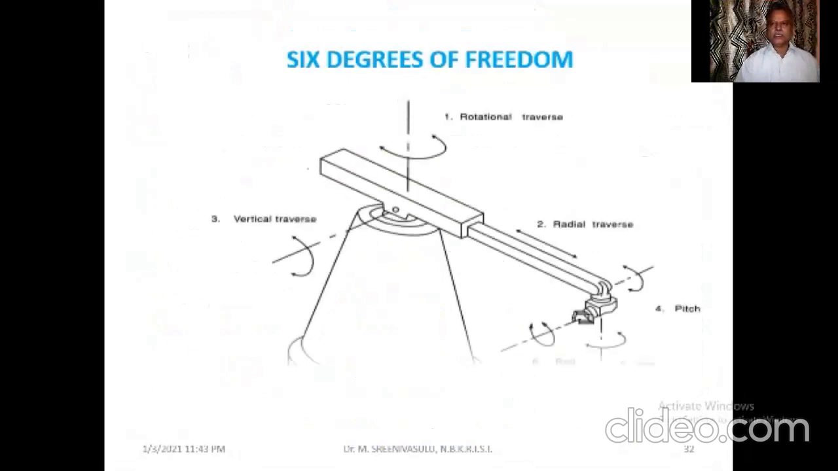And those motions, when it was asked to show them on a robot, this is how they are: vertical traverse, rotational traverse, radial traverse, pitch, yaw, and roll. All the 6 degrees of freedom have been shown in this particular image.